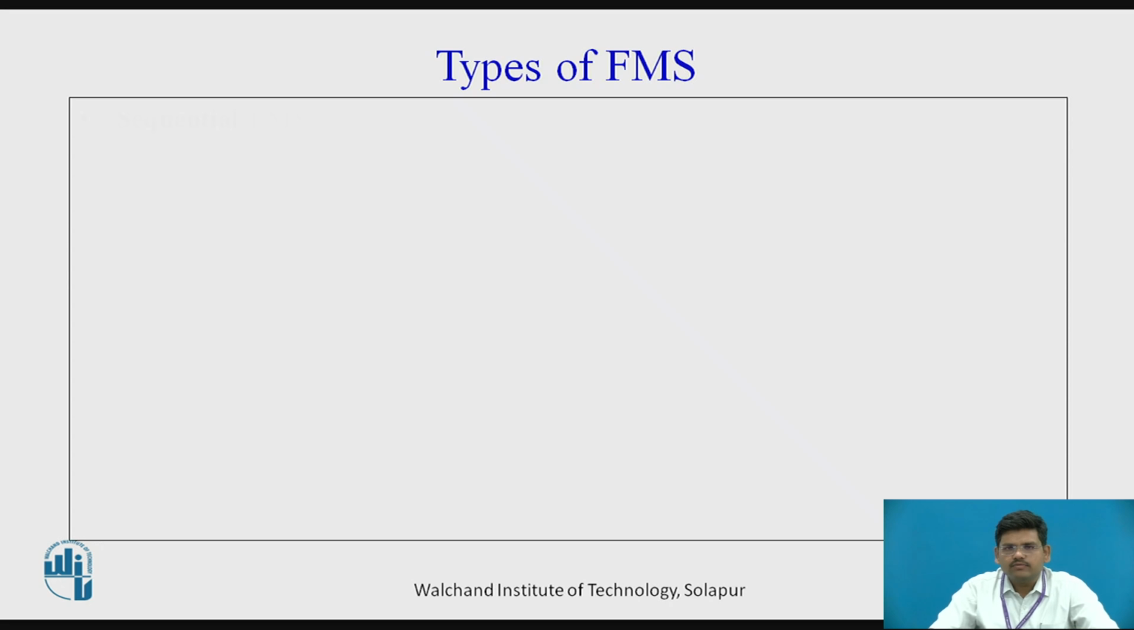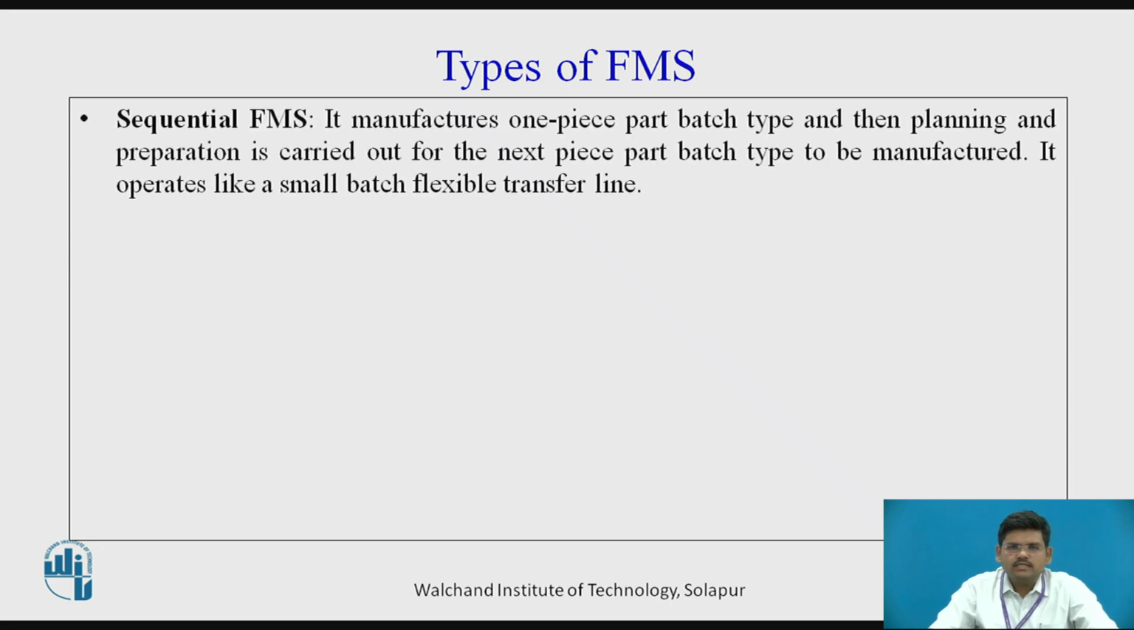Now what are the types of FMS? The first is sequential FMS. In this, it manufactures one piece part, batch type, and then planning and preparation is carried out for the next piece part, batch type, to be manufactured. It operates like a small batch flexible transfer line. So first a job is started and the whole batch of that particular job or design is completed, and then it undertakes the second job.